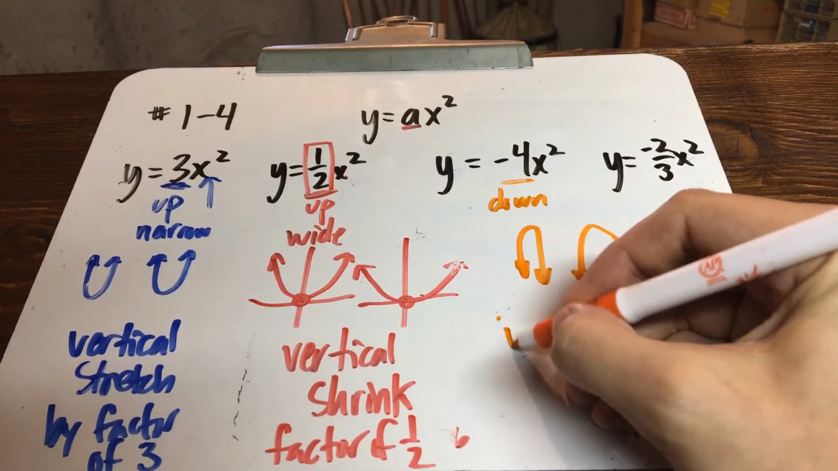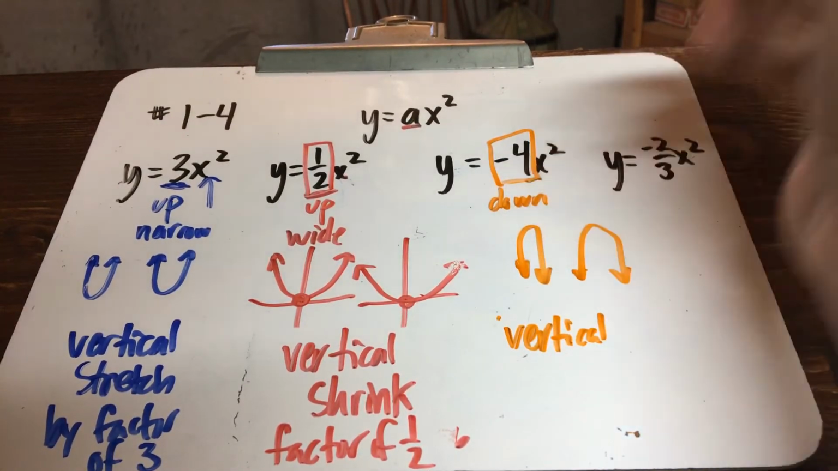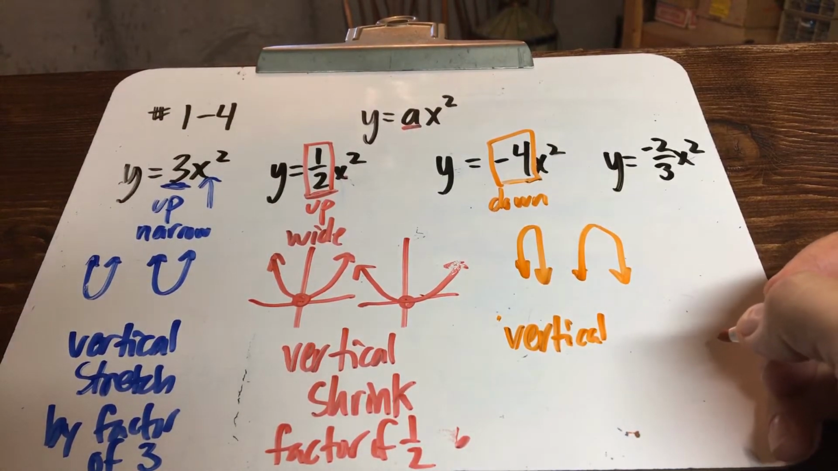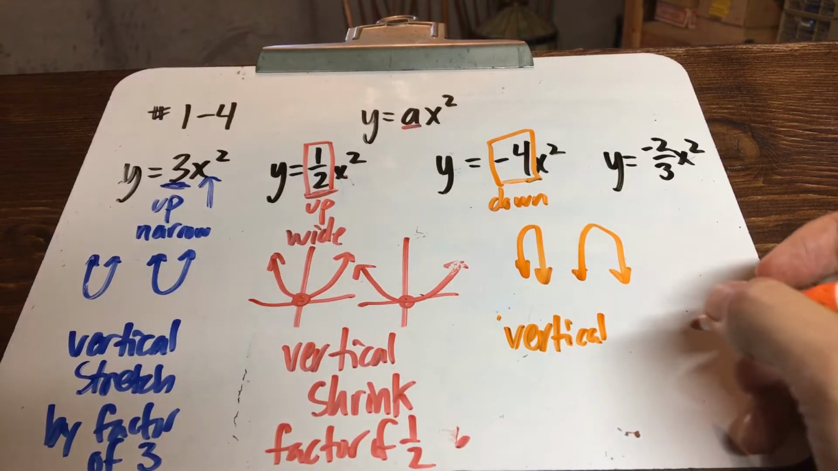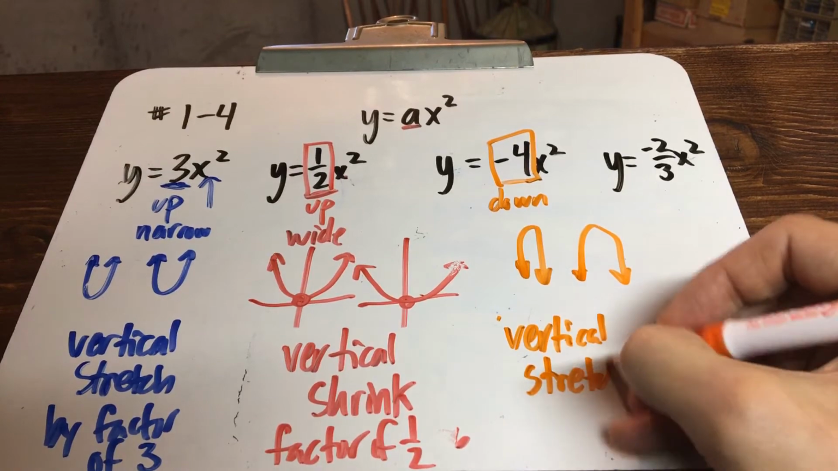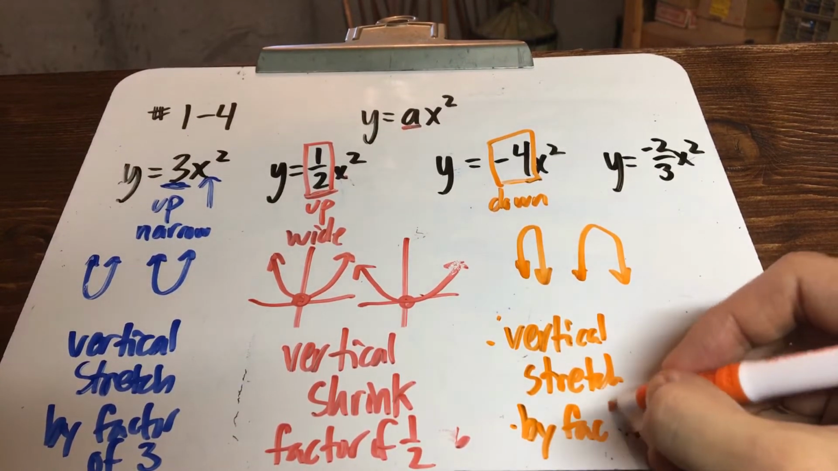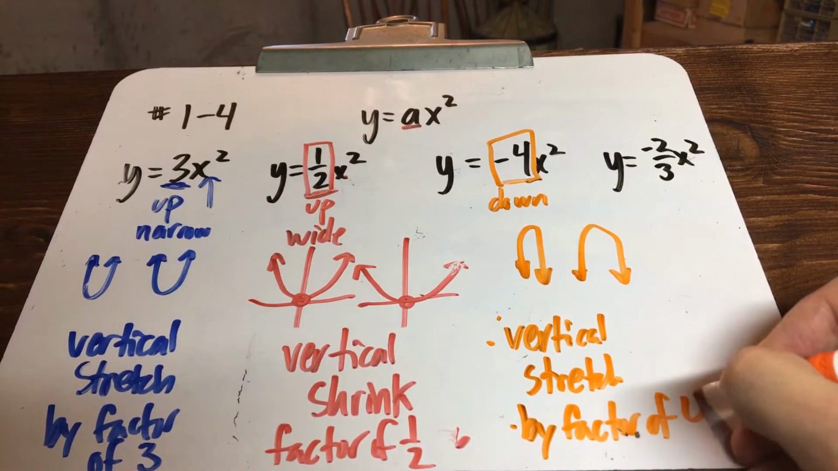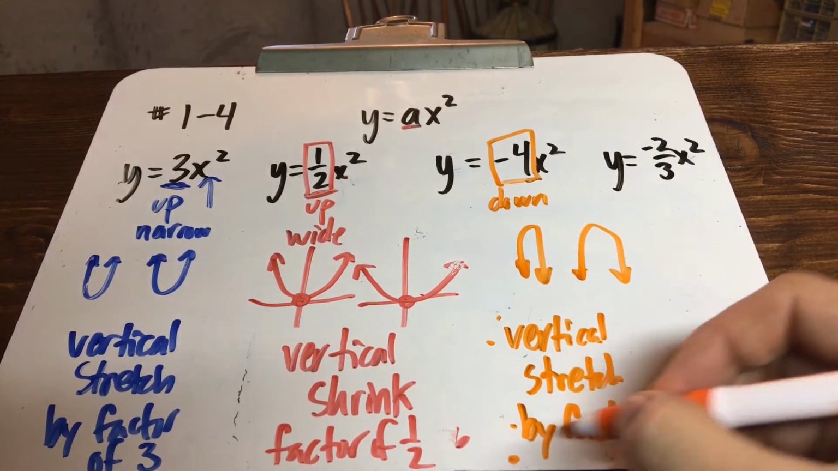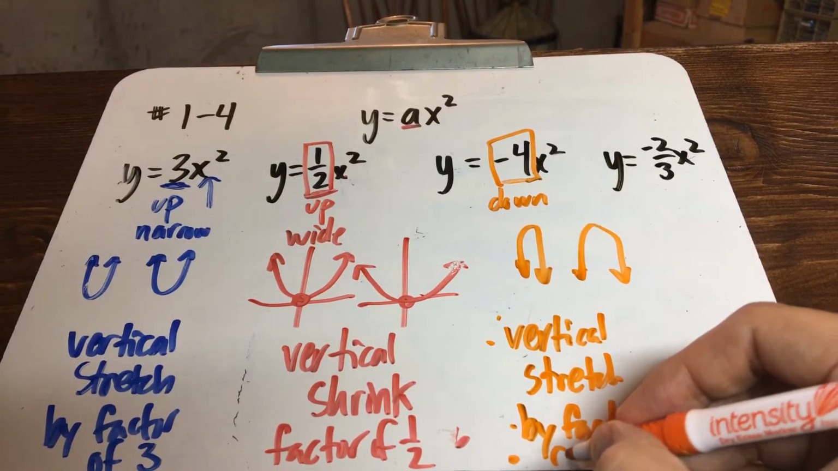And then this is going to still be a vertical stretch, right? Anytime this letter A is more than one place away from 0, it has an absolute value bigger than 1. This is going to be a vertical stretch. It's going to be by a factor of 4, not negative 4, by a factor of 4. The negative is where we flipped it, right, because it's pointing down. It's also called a reflection.